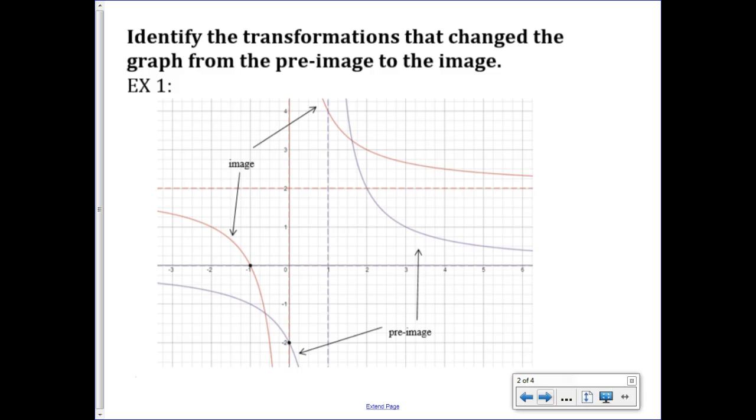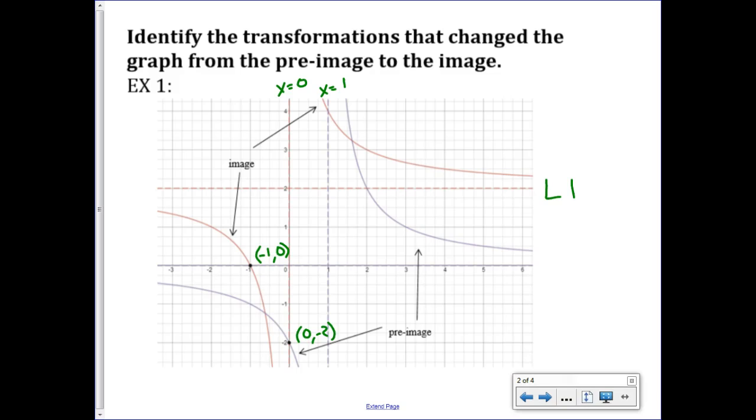I think the easiest thing to do is to take a peek at the original asymptote. So if we're talking left and right first, we said the pre-image is in blue. We started at x equals 1, and then the image is in red. We moved to x equals 0. So you can also look at this point here. Here's (0, -2), and here's (-1, 0). So how far left did we move? It looks like we moved left 1.